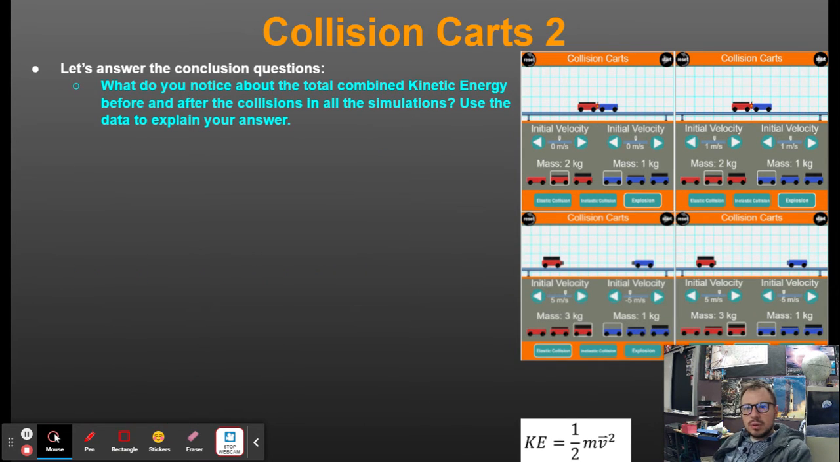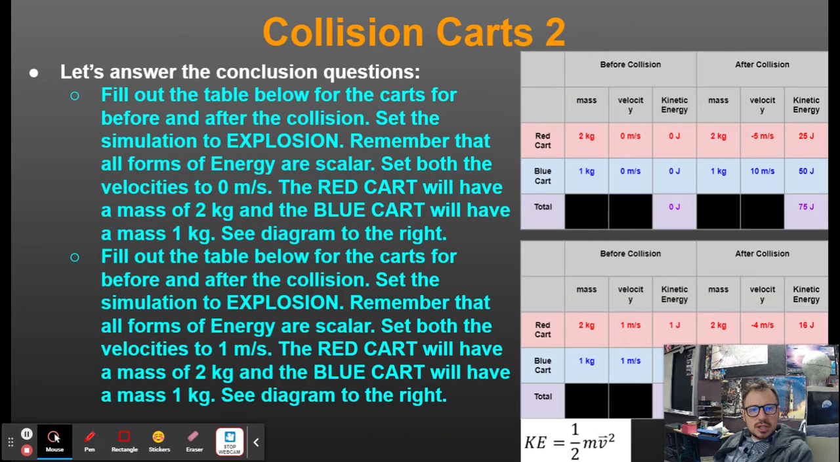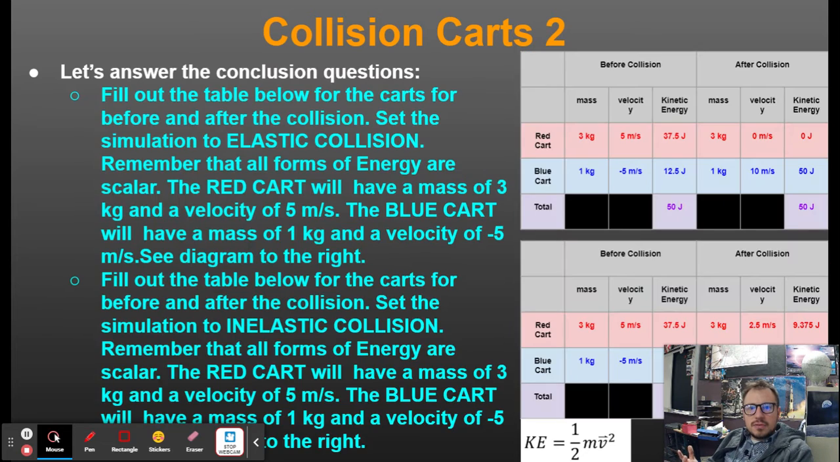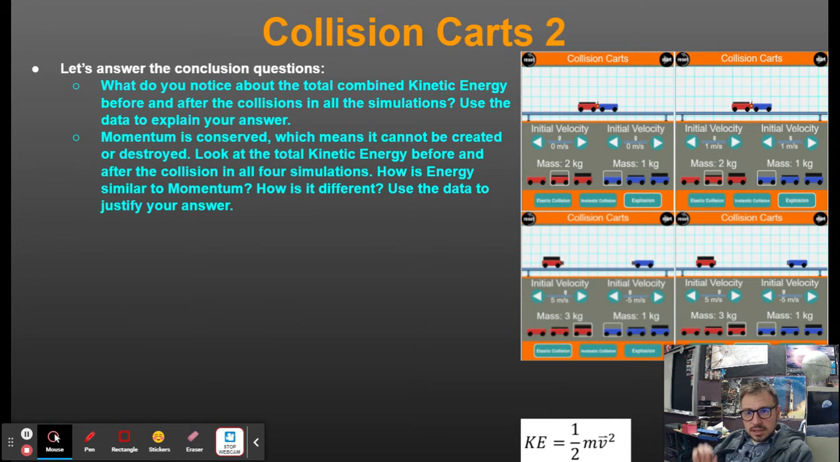What do you notice about the total combined kinetic energy before and after the collisions in all the simulations? If we look at this, you can see here in the explosions, you start out with less energy than what you ended with. So there's more energy there. If we look at the elastic collision, it's the same. In the inelastic collision, you have more kinetic energy before the collision than after. So it's sort of all over the place, depending on what type of collision or explosion we're talking about. That's going to change the amount of kinetic energy before and after. That's where it differs from momentum.